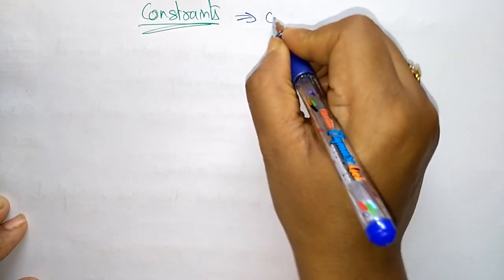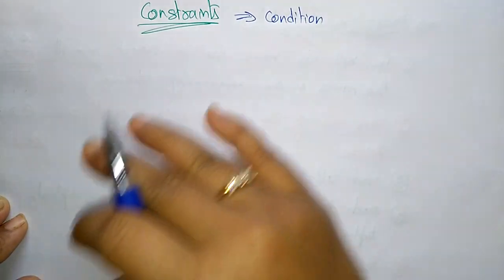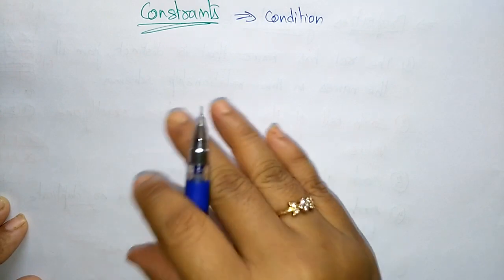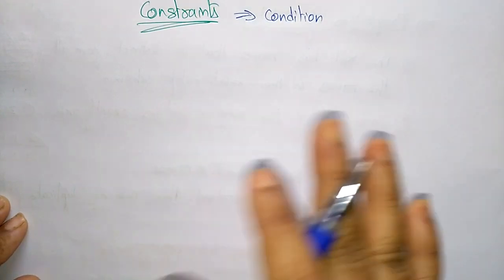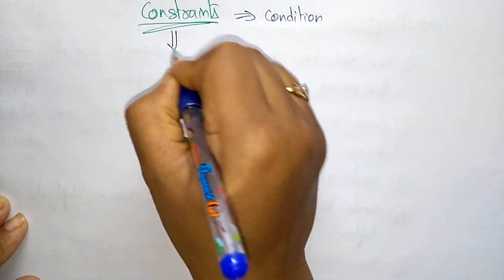Constraint is nothing but a condition. Means you are mentioning some condition. So based on the condition, you are creating a table. So a table will be created. So in the table, some constraints will be followed. Means some conditions have to be followed to retrieve data. So let us see what this constraint is.